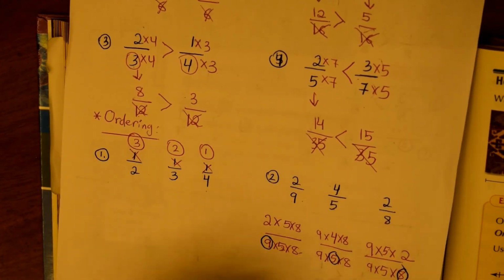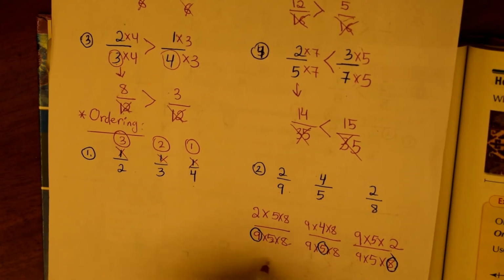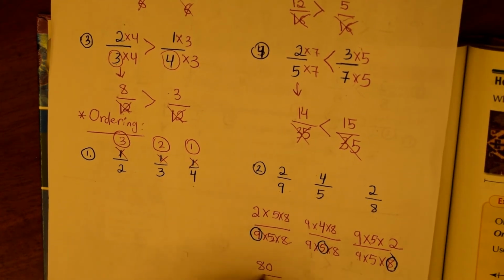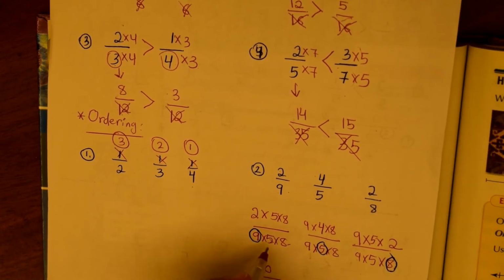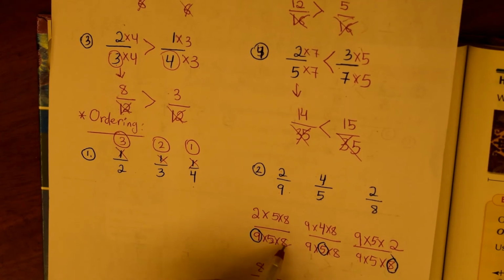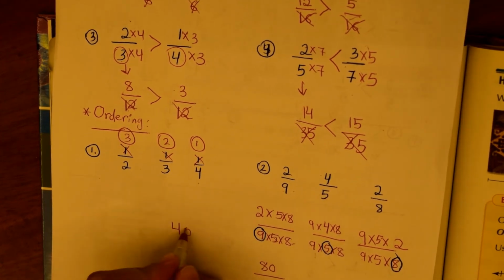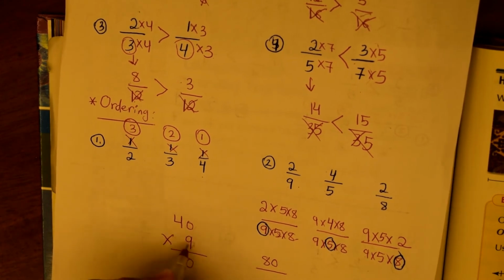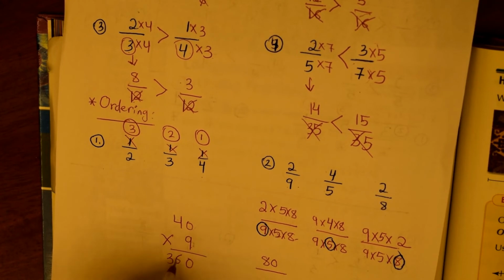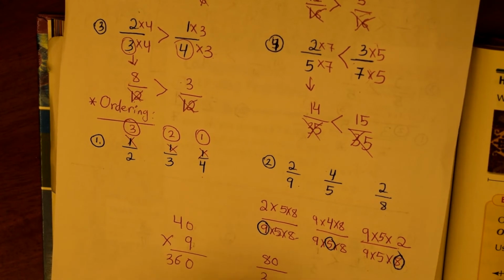Now I will make the numbers here. 2 times 5 equals 10, times 8, 80 over the denominator. Here we will start with 5 times 8 equals 40. 40 times 9, we'll make it here. 9 times 0 equals 0. 9 times 4 equals 36. So this fraction is 360.